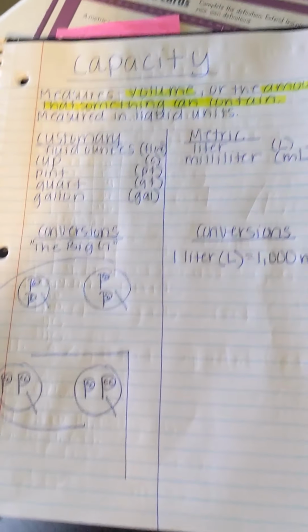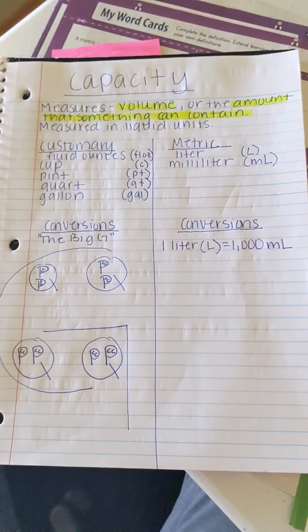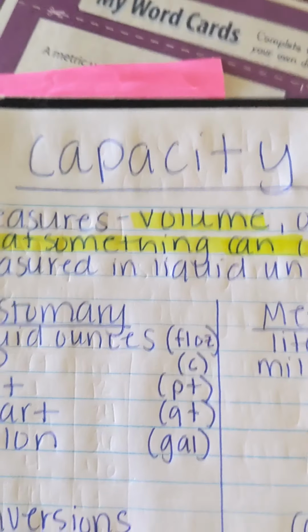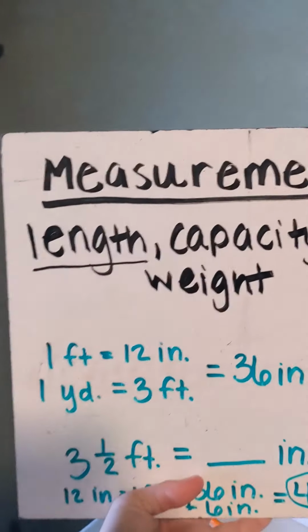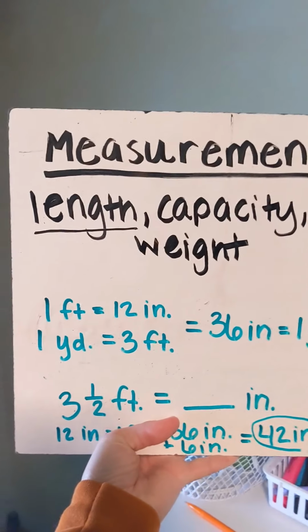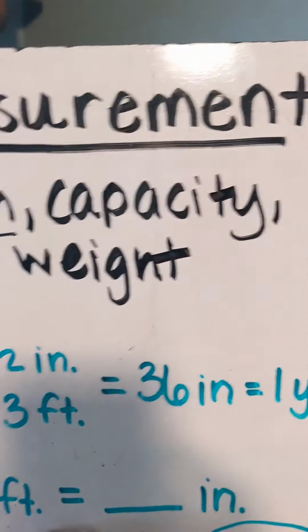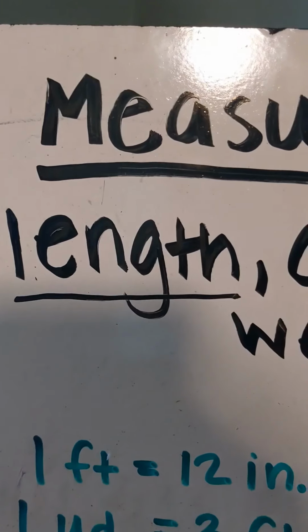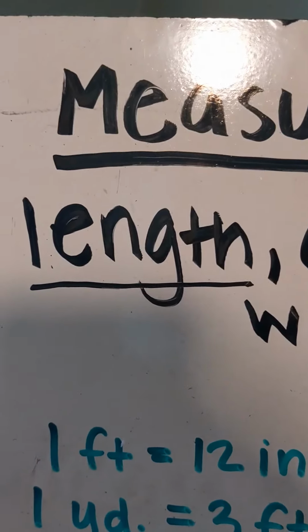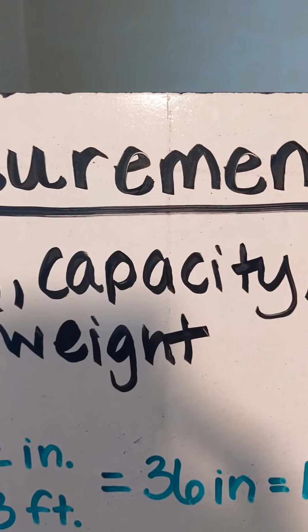Hey guys, so today in math, you are going to be copying this notebook page and we are talking all about capacity. So if you remember back, I have this whiteboard from the other day: measurement. We measure length, we measure capacity, and we measure weight. Now, up until today, we had just been dealing with units of measure that deal with length. Now we are adding capacity on.